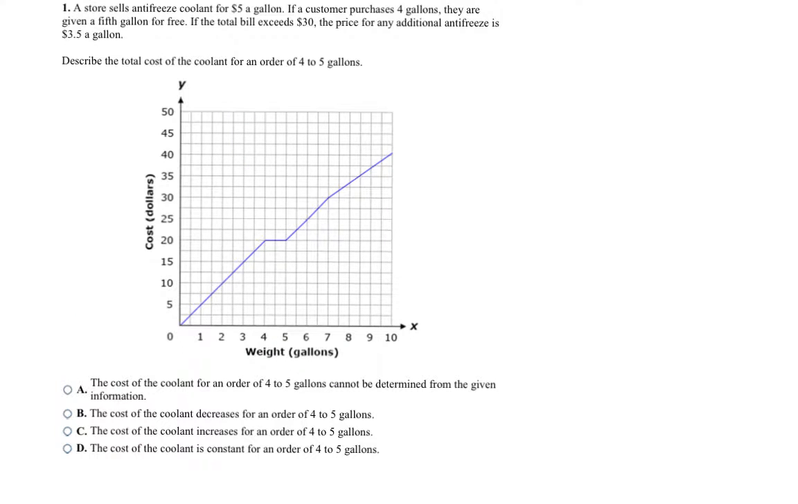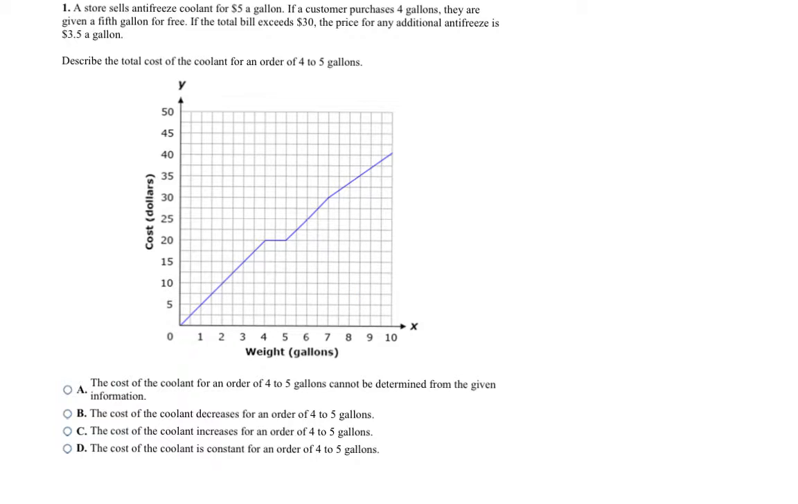This example says a store sells antifreeze coolant for $5 a gallon. If a customer purchases 4 gallons, they are given a 5th gallon for free. If the total bill exceeds $30, the price for any additional antifreeze is $3.50 a gallon. Describe the total cost of coolant for an order of 4 to 5 gallons. And then they give us this graph to show us the word problem as a graph also.